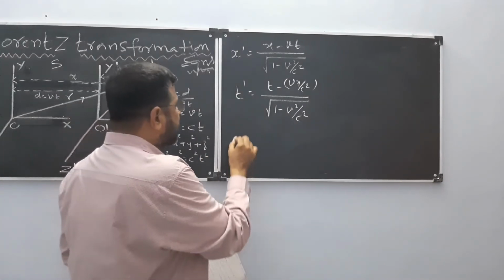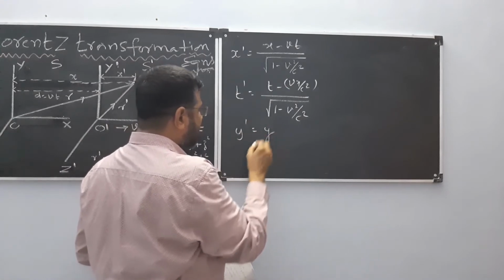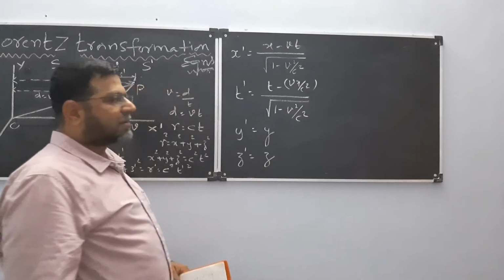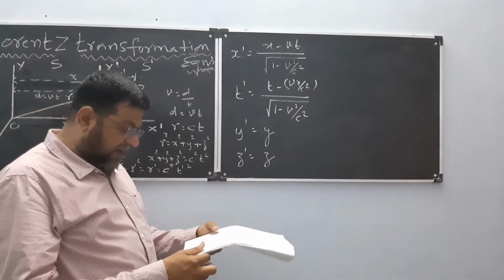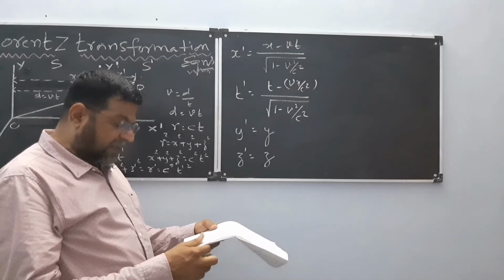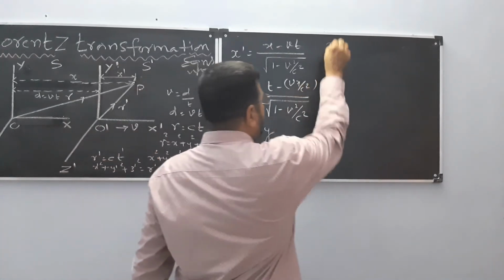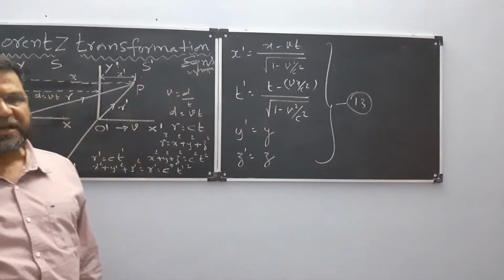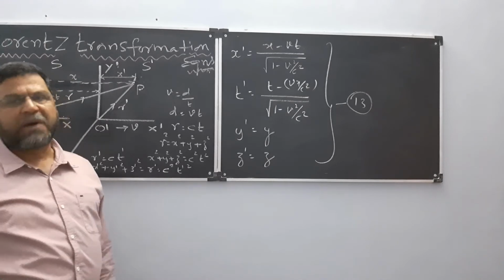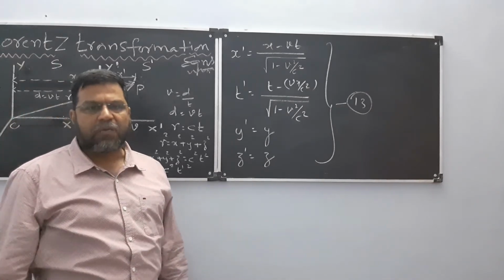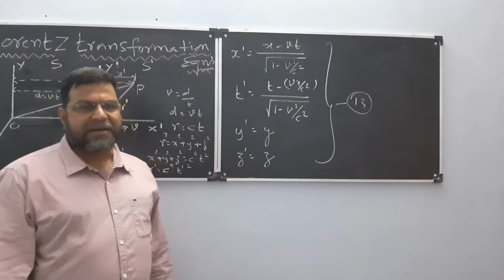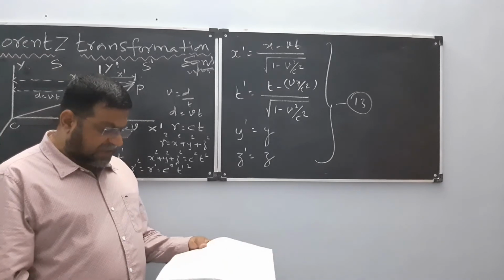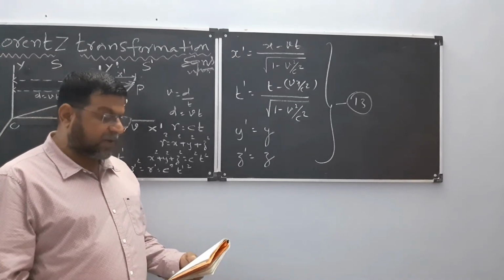But there is no motion in the y plane, so y dash is equal to y. There is no motion in the z plane, so z dash is equal to z. These are the Lorentz transformation equations. All these put together are known as the Lorentz transformation equations: x dash is equal to x minus vt by root of 1 minus v square by c square, y dash equal to y, z dash equal to z, and t dash equal to t minus v of x by c square, over root of 1 minus v square by c square. These equations are known as Lorentz transformation equations.